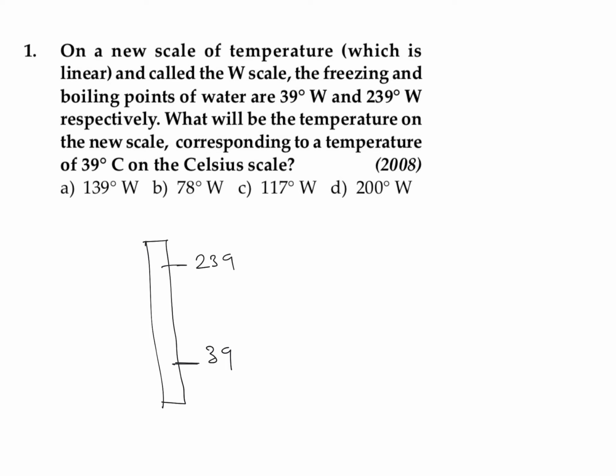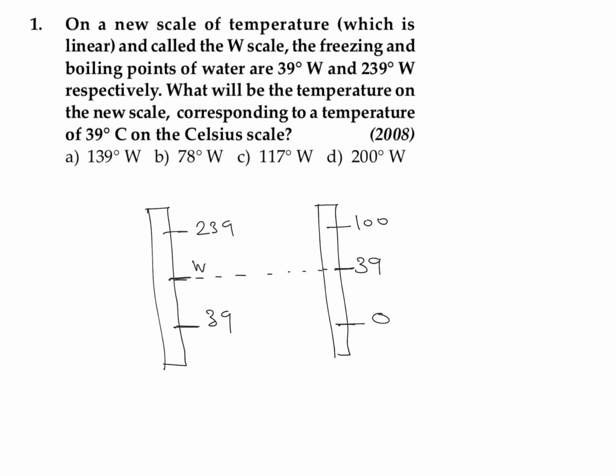What will be the temperature on the new scale corresponding to a temperature of 39 degree Celsius? So we are going to compare it with degree Celsius. On degree Celsius, the lower fixed point is 0 and the upper fixed point is 100. If the reading on the degree Celsius scale is 39, our aim is to find the corresponding reading in this thermometer scale. Let's say this is represented by W.